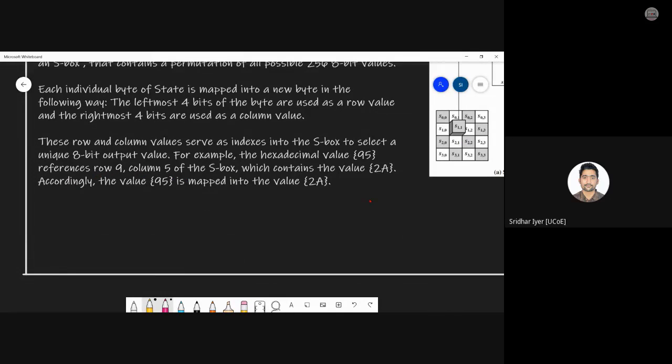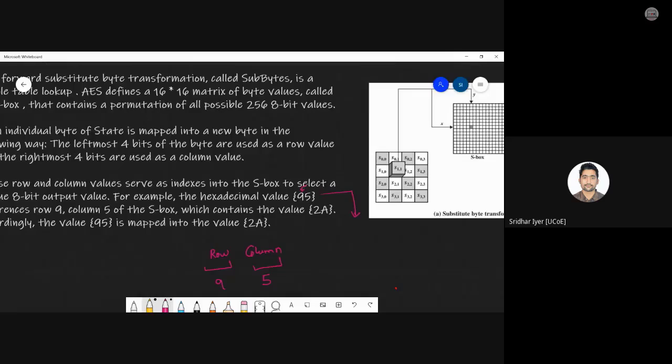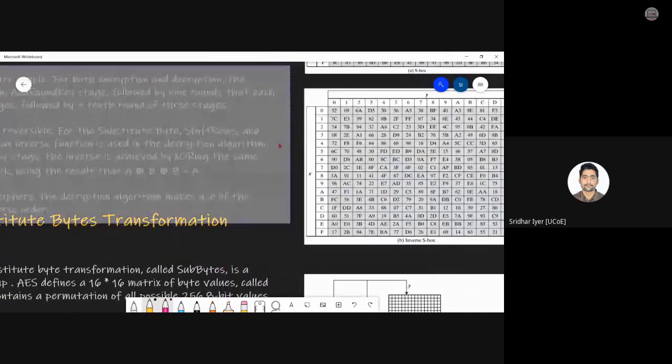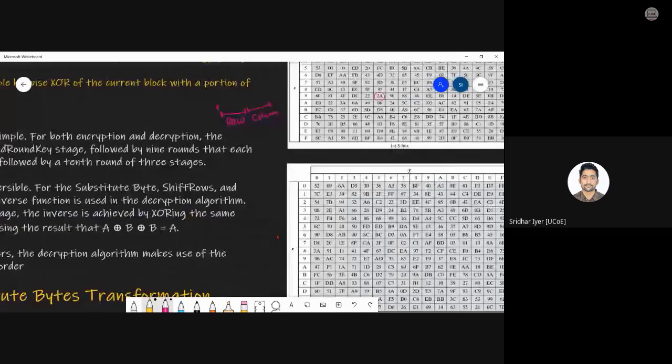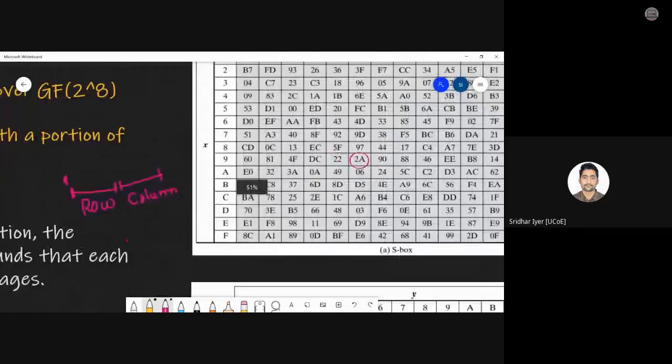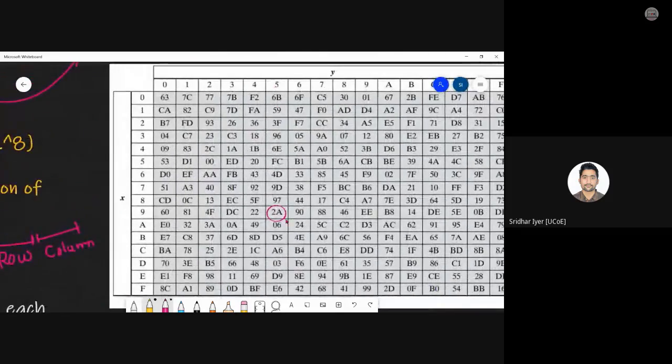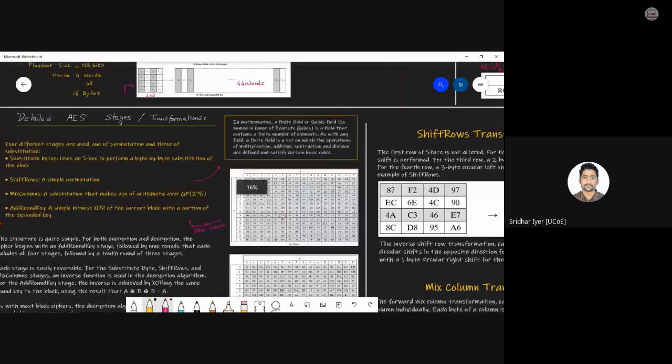So we will divide this into two parts. The first part will be your row and the second part will be your column. This is nothing but 9 and this is nothing but 5. We check the ninth row and fifth column, and whatever value is present at the intersection is the output for that particular byte. Am I clear? Yes or no?